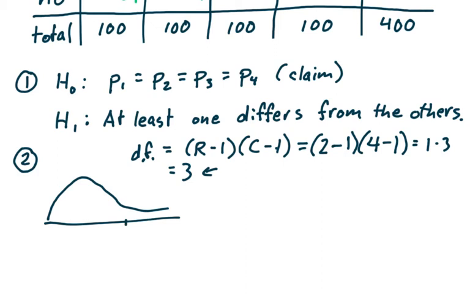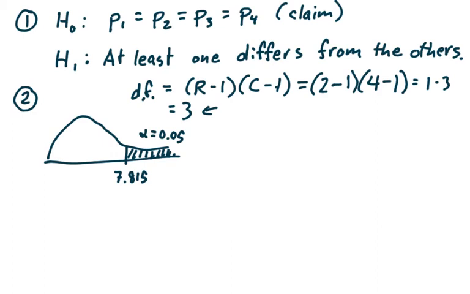And using our chi-squared distribution table, we're looking at the critical value so that alpha is equal to 0.05 and degrees of freedom equals 3. The value that I'm seeing here is 7.815. And now we're going to move on to step 3, which is to calculate the test statistic.